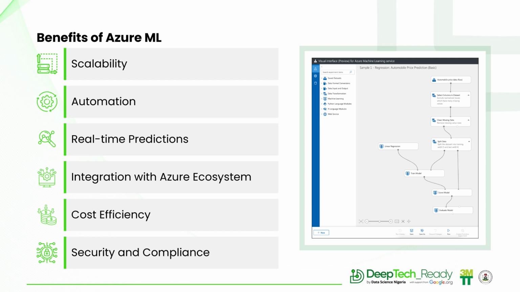Number three, real-time predictions. It allows your applications to make instant decisions such as recommending products or detecting fraud or any type of model that you must have built. And then we have integration with the Azure ecosystem. Azure ML integrates with the Azure ecosystem. It's an Azure service, of course. It works well with other Azure tools for managing data and deploying models, and also possibly for monitoring their performance.